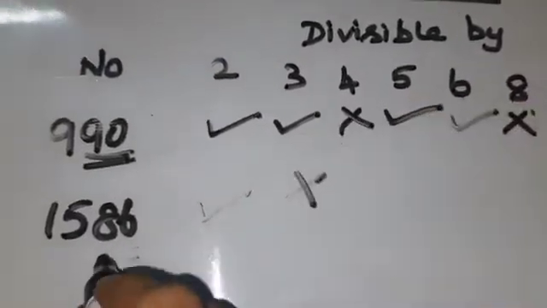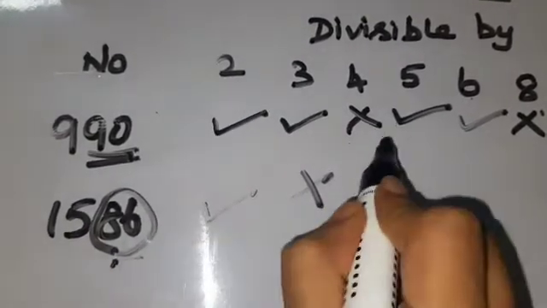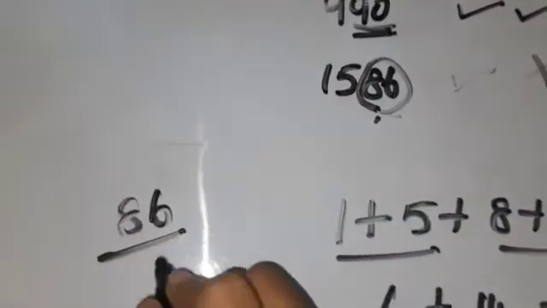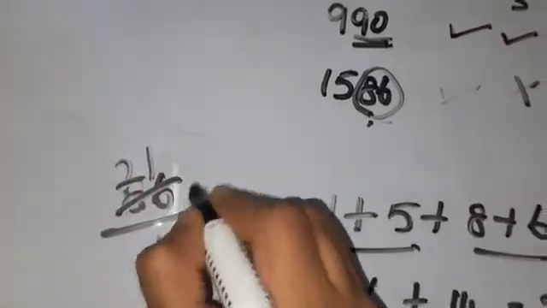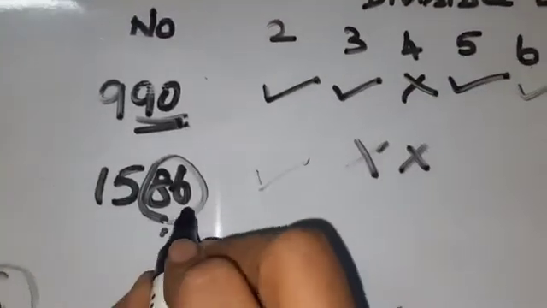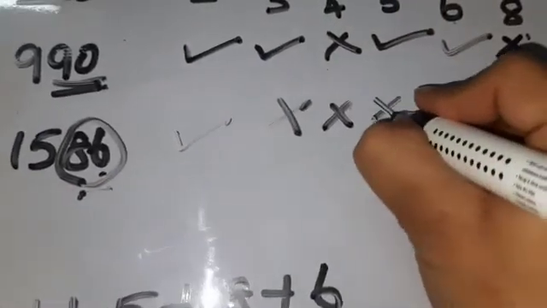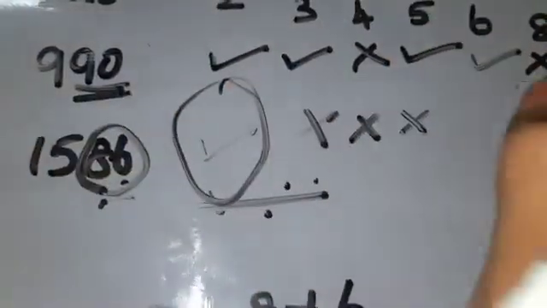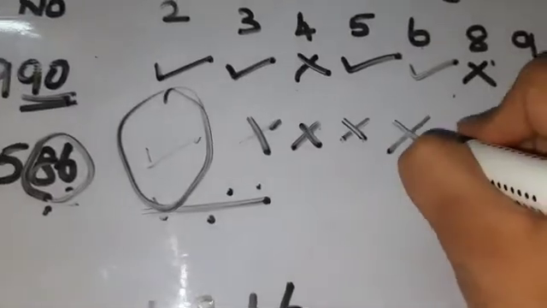For 4, what we have to do? We have to take the last two digits and check whether it is a multiple of 4 or not. Let us check now. 86 divided by 4. 4 twos are 8, 4 ones are 4. So there is a remainder of 2. So it is not exactly divisible by 4. Since the last digit is not 5, it is not divisible by 5. For 6, it has to be divisible by both 2 and 3. So the given number is not divisible by 6.